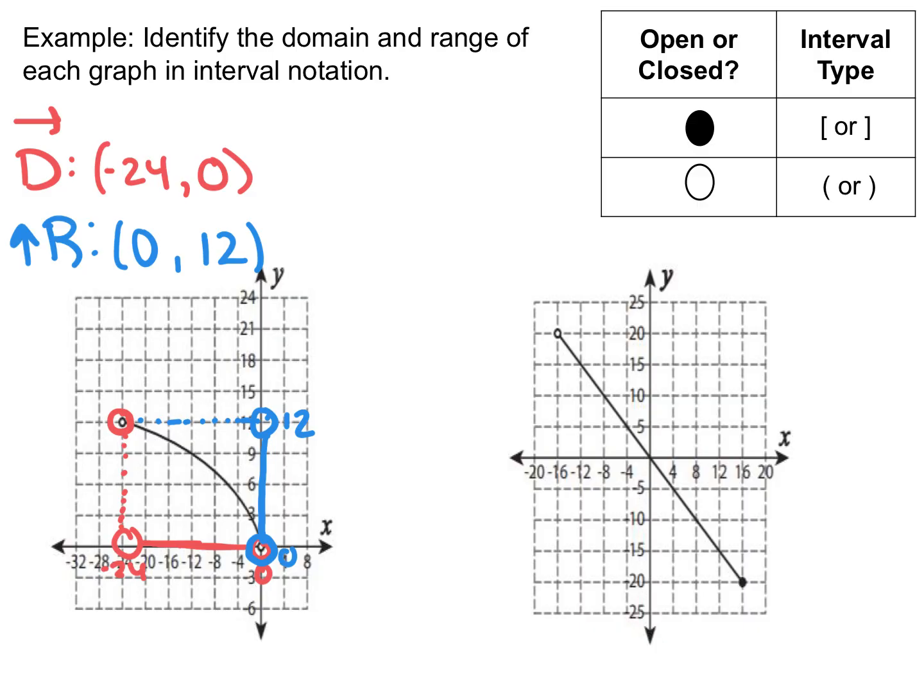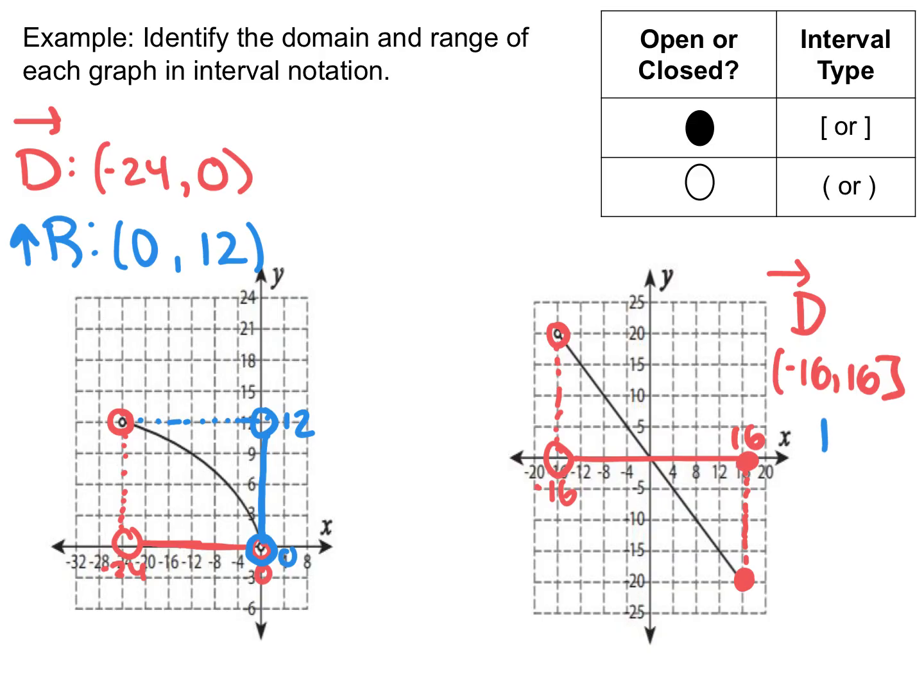For my second example, again, I'm reading domain left to right. So for my domain, the furthest to the left it goes is right here at this point, which has an open circle at -16. I can use a parentheses. And the furthest to the right it goes is this point over here, which is a closed circle at 16. So my domain continues to 16. Since it's a closed circle, I use a bracket.